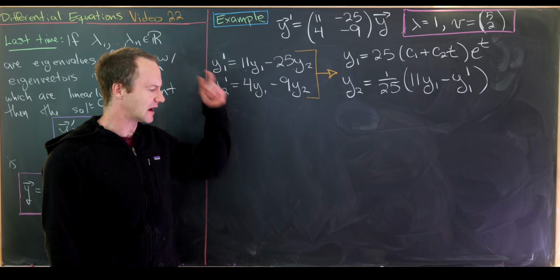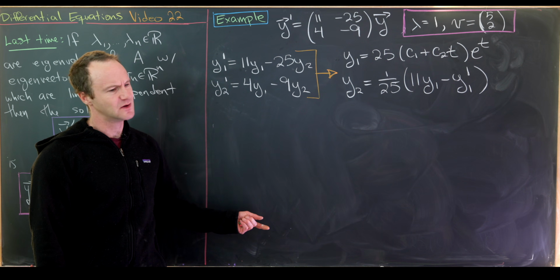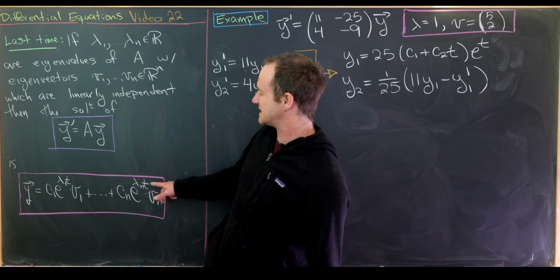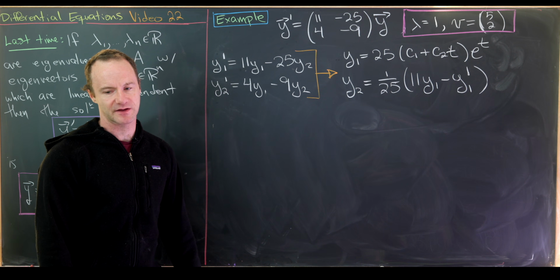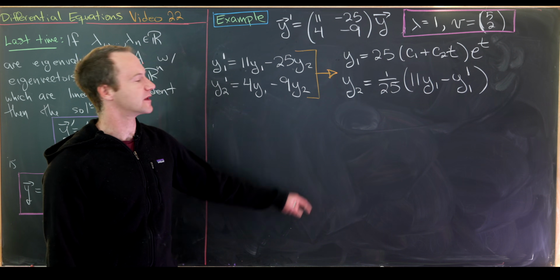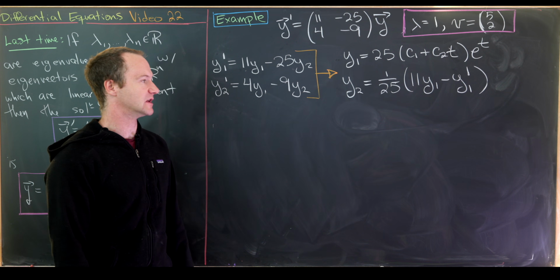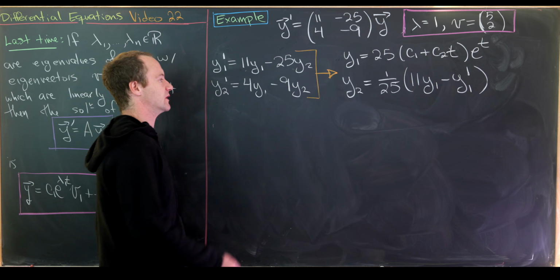I'd like to point out that I was using x as the independent variable on the last board, but that was really a bit of a typo because we're doing everything in terms of t here for these systems of differential equations. So I've replaced it back there. That's not really a huge deal though. Then we have y2 is equal to 1 over 25, 11y1 minus y1 prime, based off this first differential equation.